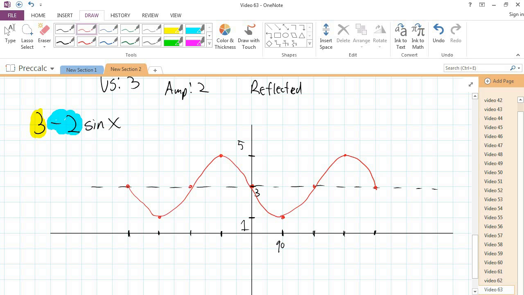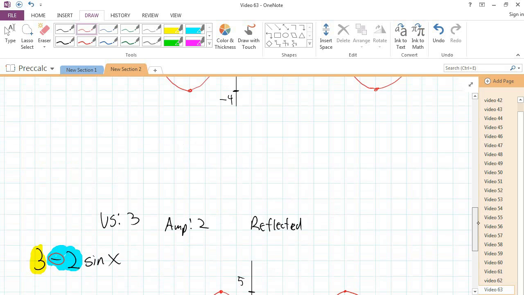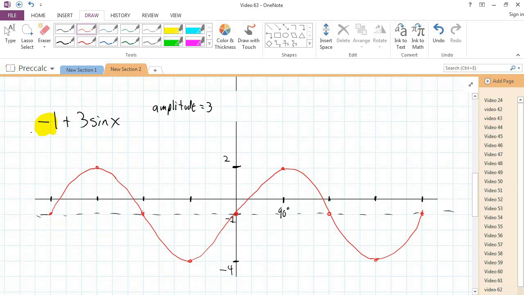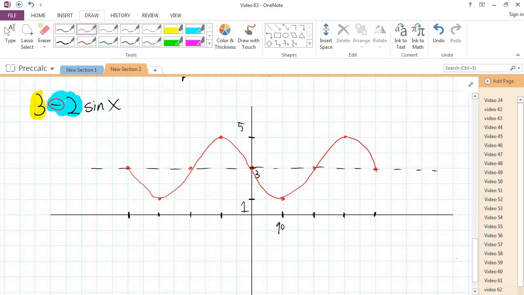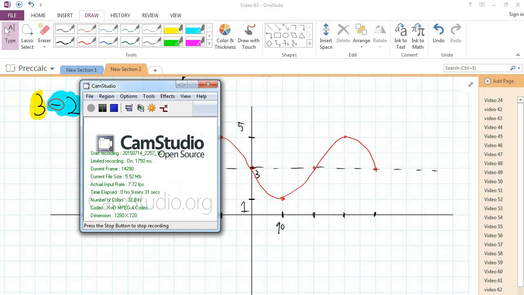So if there's a minus after the vertical shift, that minus is on the amplitude. If the vertical shift is negative, you'll see the minus before it. If it's after, that's on the amplitude, and that's a reflection. All right? We're going to talk about more of this tomorrow, but I think this is enough to start.